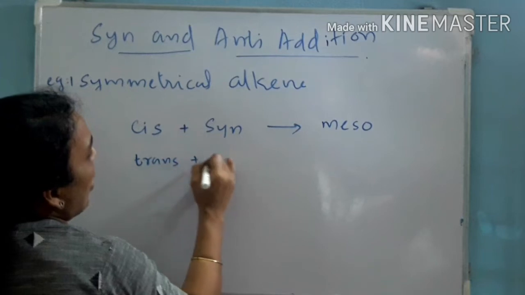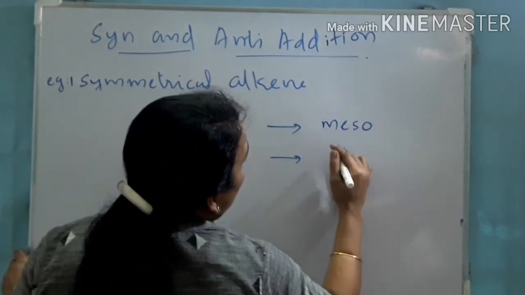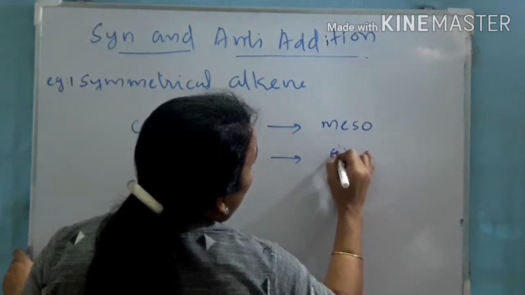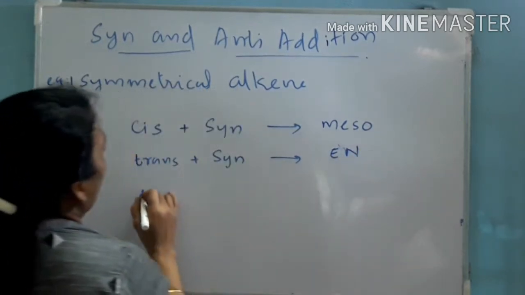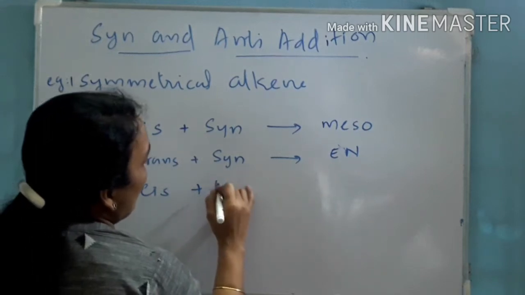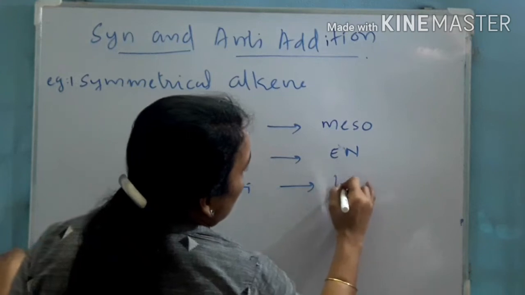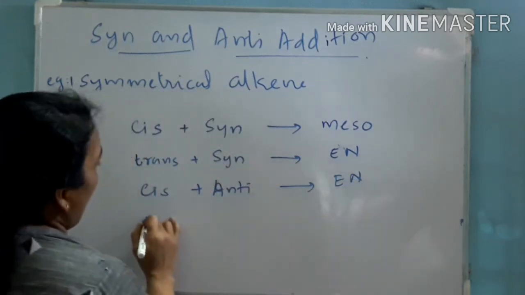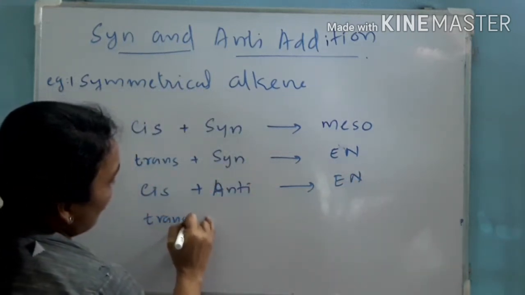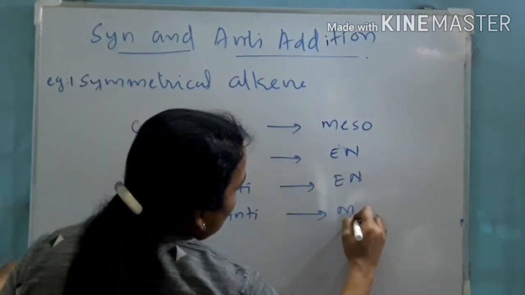Trans isomer undergoes syn addition giving enantiomer. And cis isomer undergoes anti-addition gives enantiomer. And trans isomer undergoes anti-addition gives meso compound.